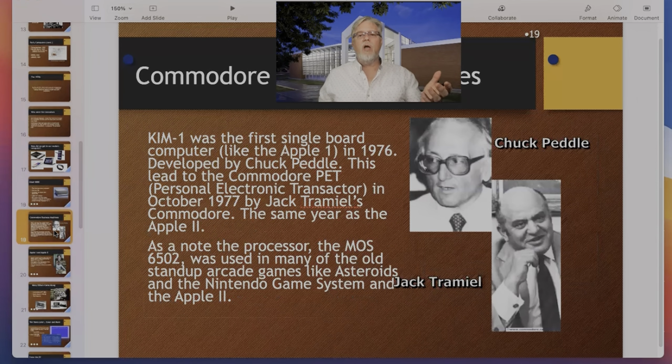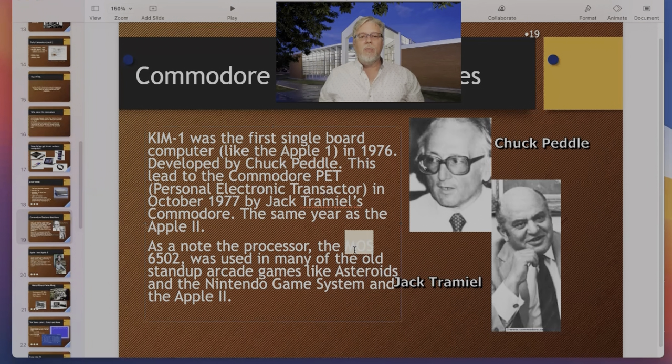There were lots of other inventors. Chuck Peddle was one of them. He built a single machine, and then later on it led to the Commodore PET, which what they figured was, let's not call it a computer, let's call it a personal electronic transactor, because it does more than just calculate numbers.